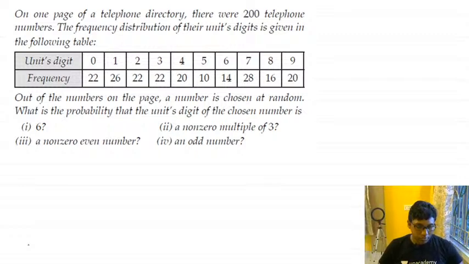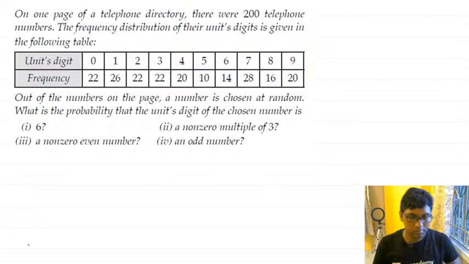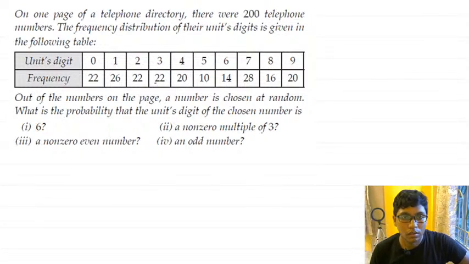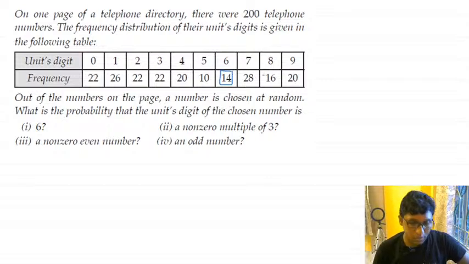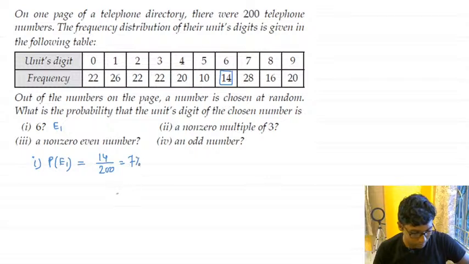So anyone with the answer? I'm just waiting for the answer. 6 we got 14 times, right? So the first one, if I consider that as event 1, then probability of event 1 will be 14 by 200 or 7%. Hello Anshu.